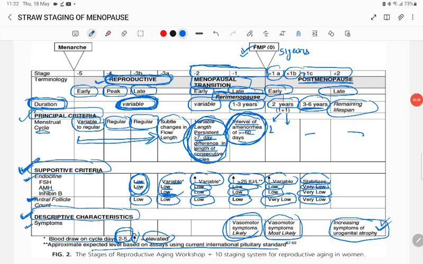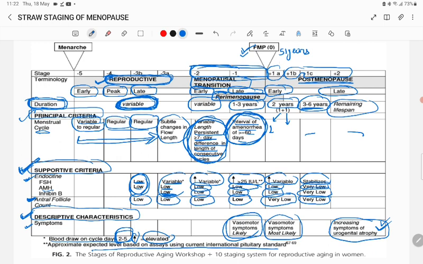Okay, this is the STRAW staging. Remember, the stages are -5, -4, -3, which are included in the reproductive age, and then second is -2, -1. -2, -1 is included in the menopausal transition, and +1, +2 is in the postmenopausal.